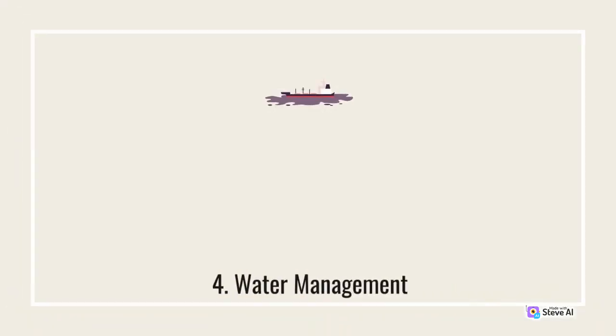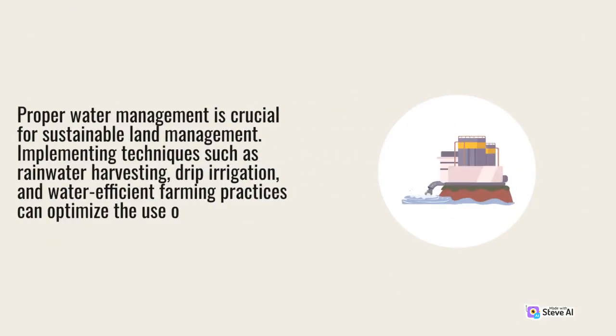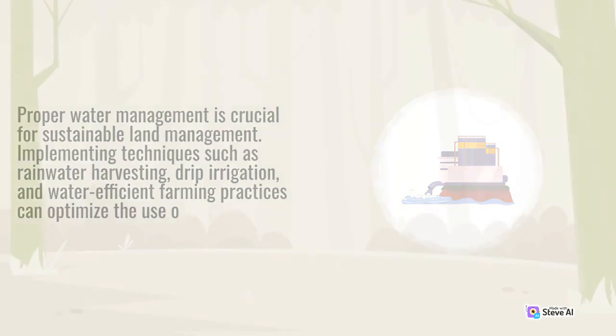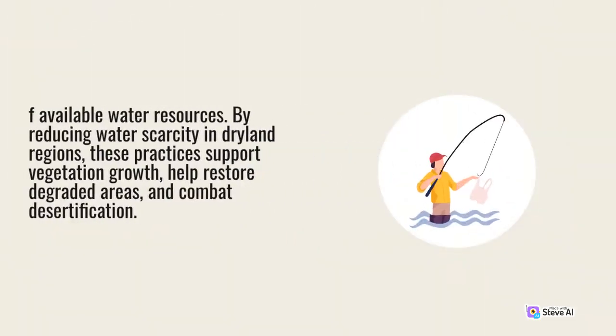4. Water management. Proper water management is crucial for sustainable land management. Implementing techniques such as rainwater harvesting, drip irrigation, and water-efficient farming practices can optimize the use of available water resources. By reducing water scarcity in dryland regions, these practices support vegetation growth, help restore degraded areas, and combat desertification.